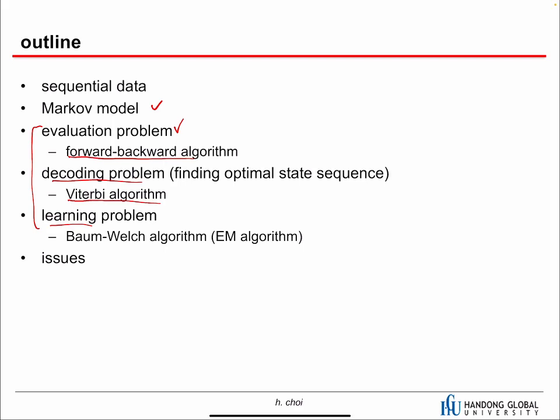And the last one is the learning problem. Given a lot of sequences, we have to train the HMMs. An HMM has a lot of parameters, so we have to update all the parameters based on the training samples. And then we'll talk about some other issues.